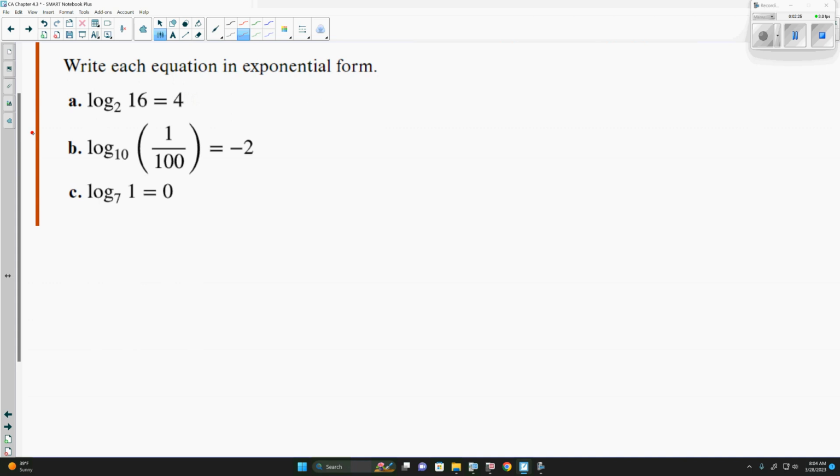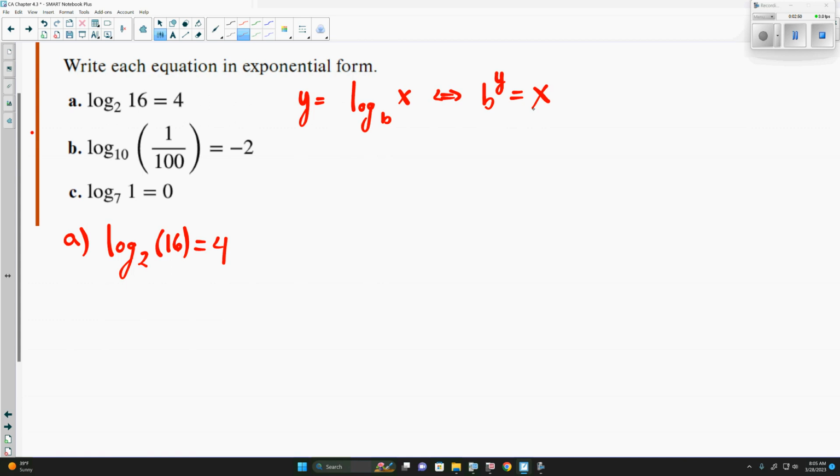Now, for most of these, especially with log, L-O-G, we can check to make sure that they work. So our first one here, log base 2 of 16 is equal to 4. So y equals log base b of x if and only if b to the y is equal to x.